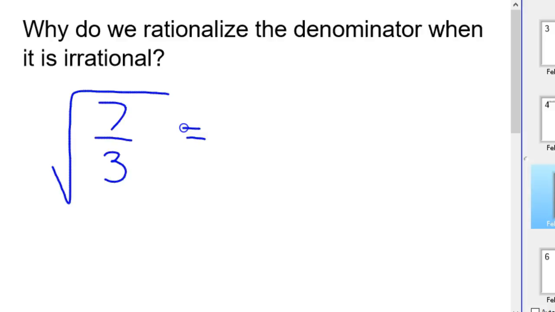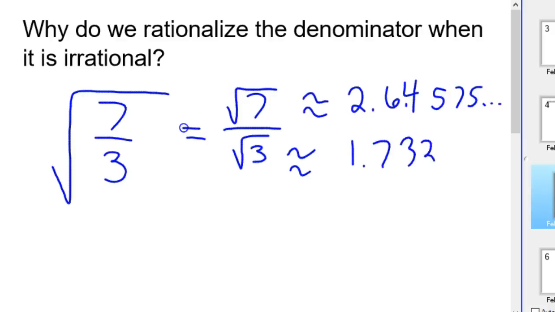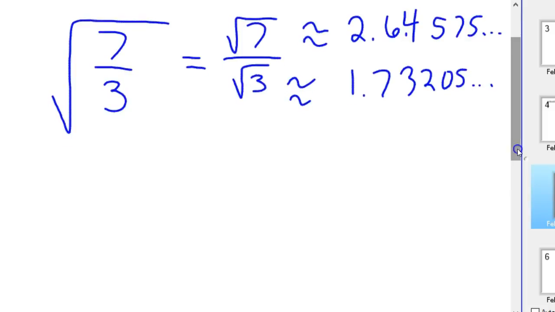Because the square root of 7, even though you could do it like this, square root of 7 divided by the square root of 3. We know the square root of 7 is pretty close to the square root of 9, which is 3, so it's under 3. It's approximately 2.64575, dot, dot, dot. And the square root of 3 is a little less than the square root of 4, which is 2, so it's a little less than 2. In fact, it's 1.73205, dot, dot, dot.